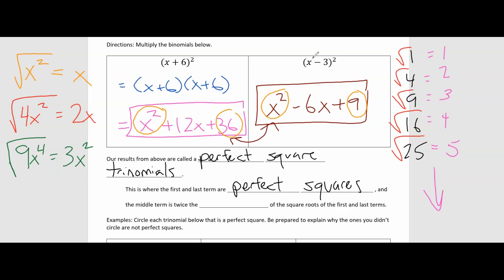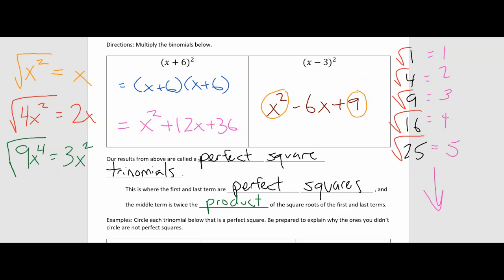So if your first and last term are perfect squares, and the middle term is twice the product of the square roots of the first and last terms, then you have a perfect square trinomial. So let's just break this down one more time. Make sure we understand what a perfect square trinomial is. Let's use this pink example over here.